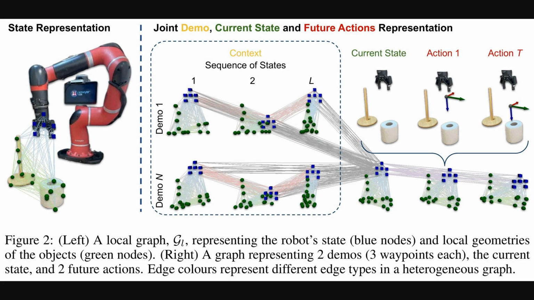Building on that idea, this next figure dives deeper into the representation. On the left, we see a local graph for just the robot state and object geometry. But the main part, on the right, shows this novel heterogeneous graph. It cleverly combines the context demonstrations, the current robot state, and crucially, the future actions the model needs to predict. This unified structure is really what allows the diffusion model to work its magic.